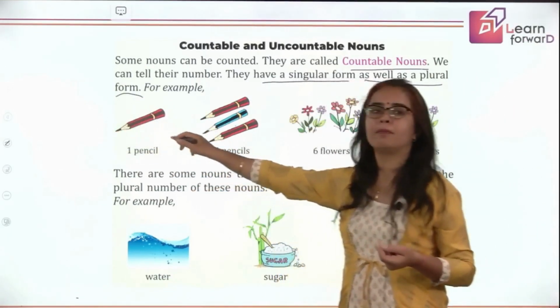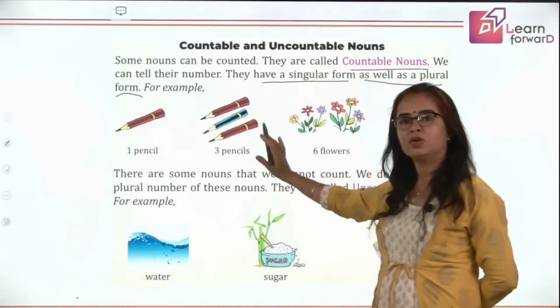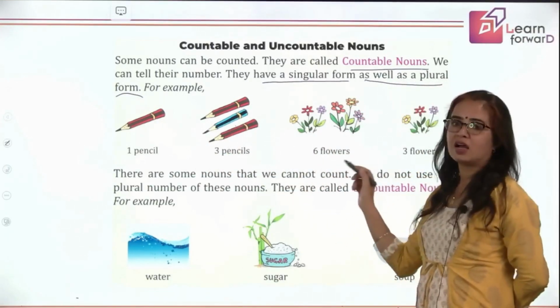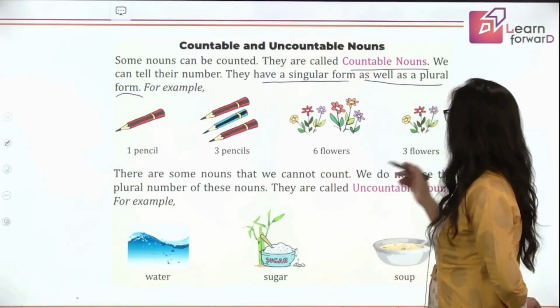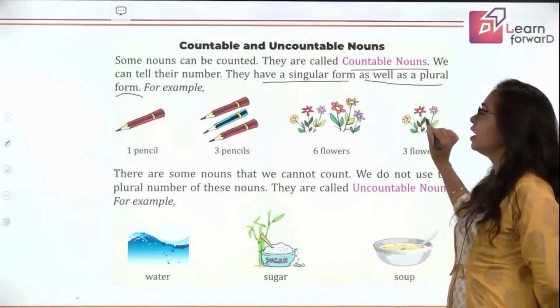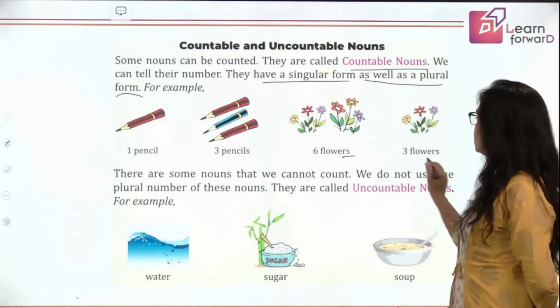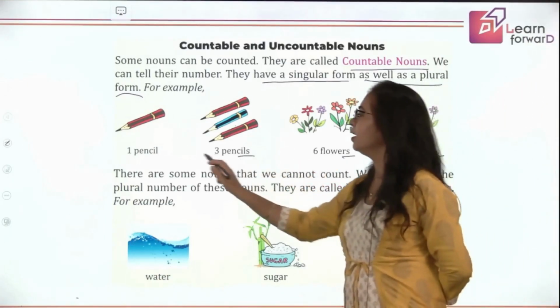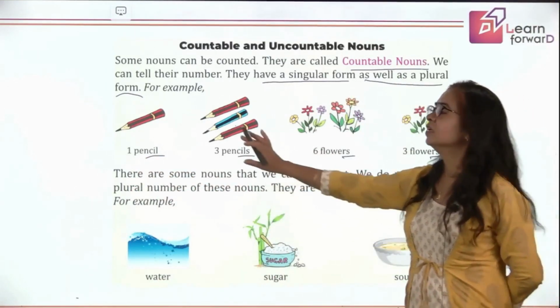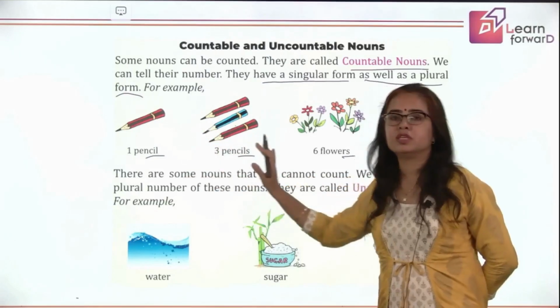For example, one pencil, 3 pencils, they are more than one. 6 flowers because they are more than one. And here we have just 3 flowers because they are also more than one. So can you see we are using the plural form here and the singular form here. Why? Because these are countable.